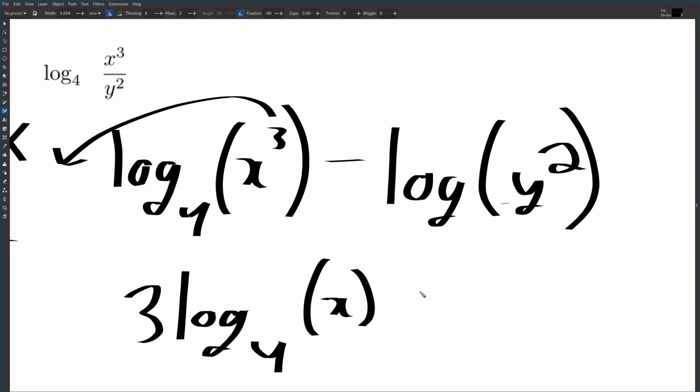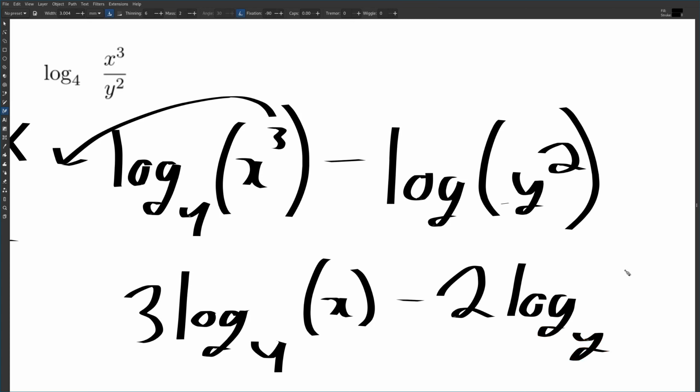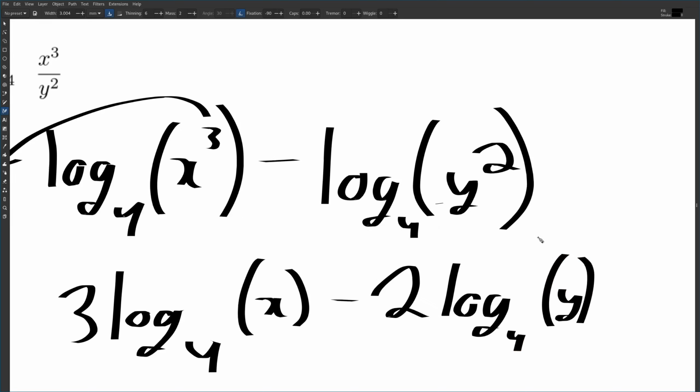And for this one, we have a 2. It's going to be minus 2 log y. Sorry, not log y. Log 4 of y. Okay.